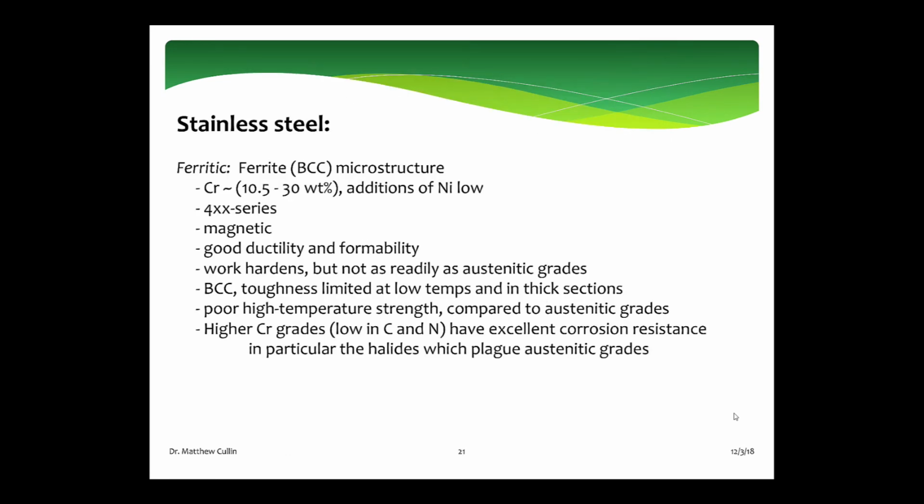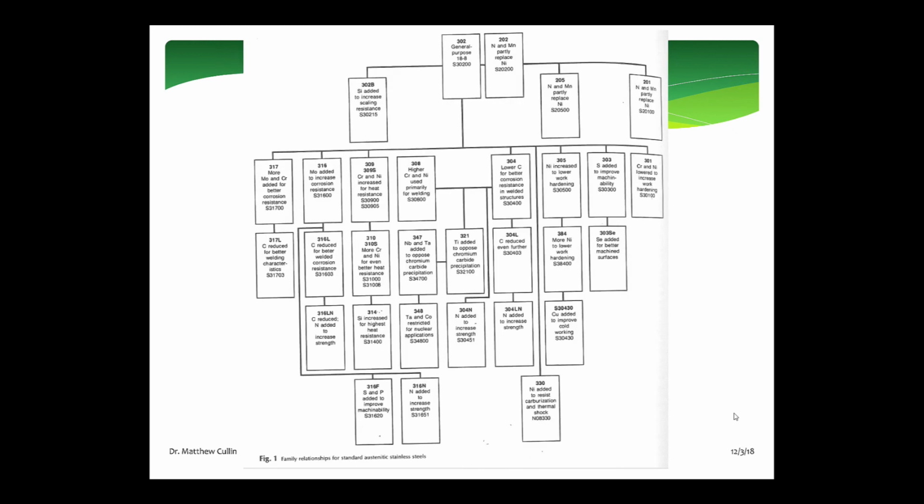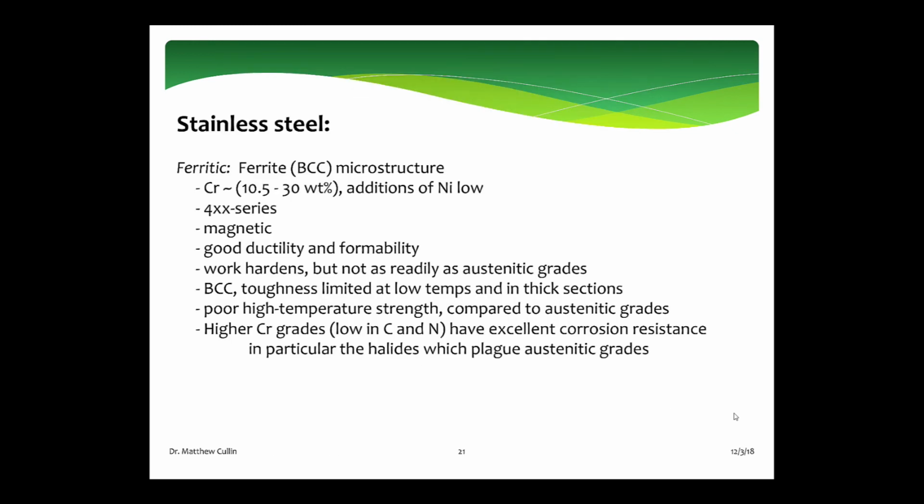Ferritic stainless steels are going to have much lower nickel, which is good from a cost perspective. They're generally going to tend to be higher on the chrome. These are 400 series stainless steels. So if you hear 400 series, it's a ferritic microstructure generally. Actually, that's not true. I think martensitic are also 400. They are magnetic because the primary microstructure is ferrite.